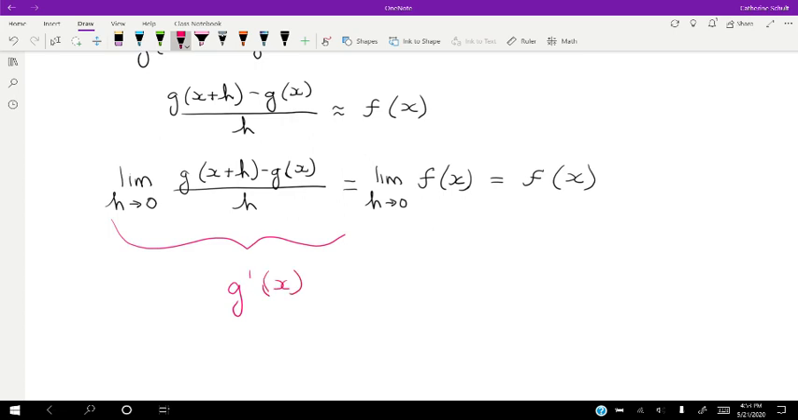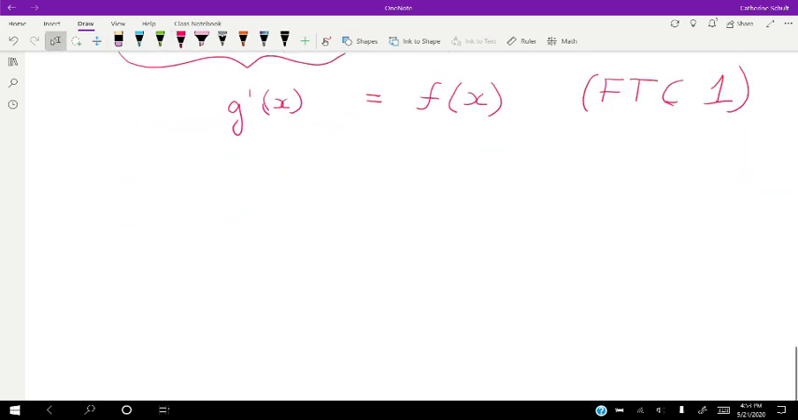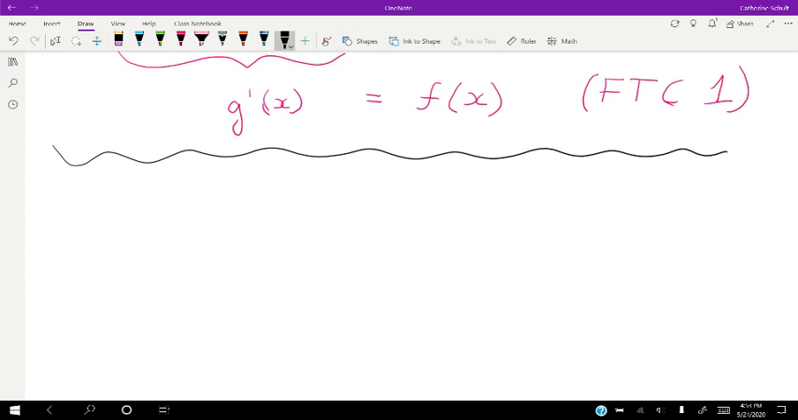And so we're saying then that g prime of x is equal to f of x. Okay, so that gives us a little insight into how the area function is behaving. And actually this result is what the fundamental theorem of calculus, part 1, is. All right, so let's write it out. That was our proof of the fundamental theorem of calculus, how derivatives are related to areas.